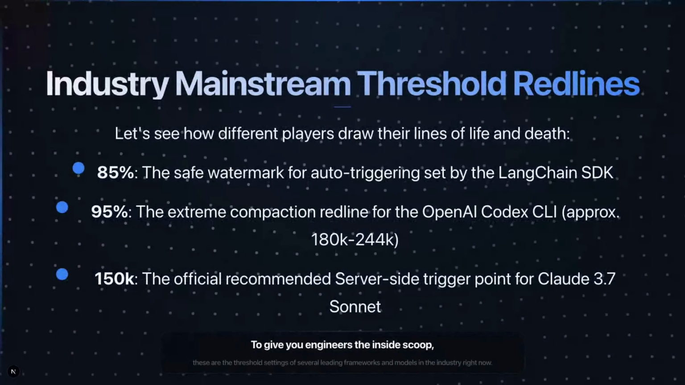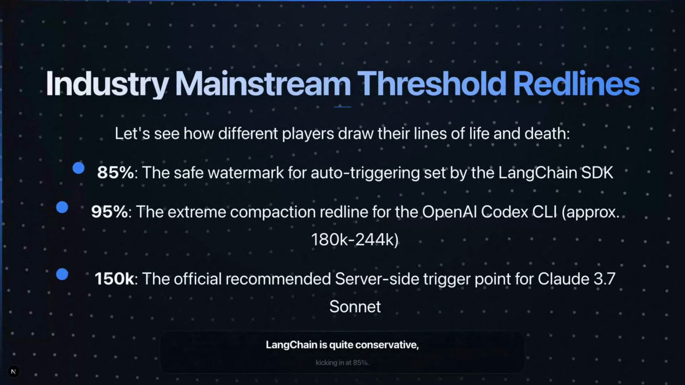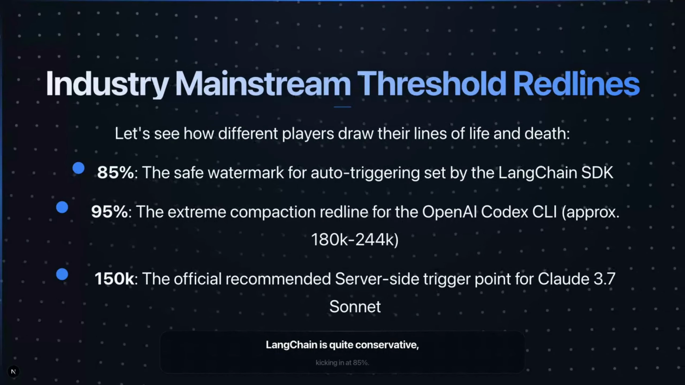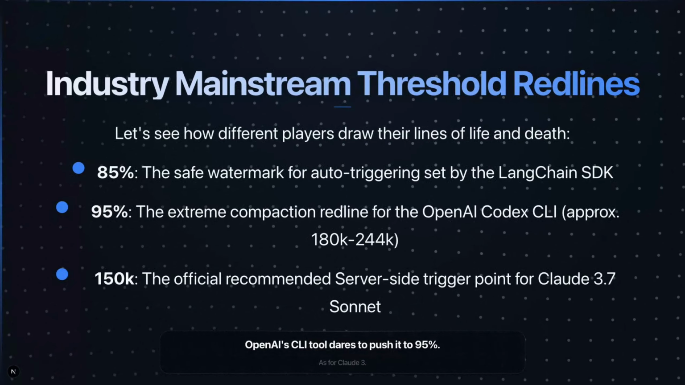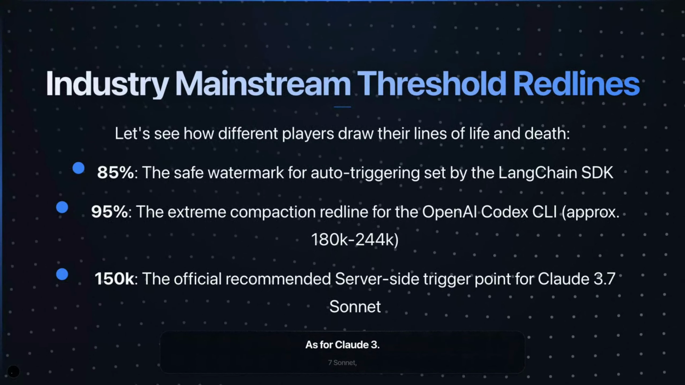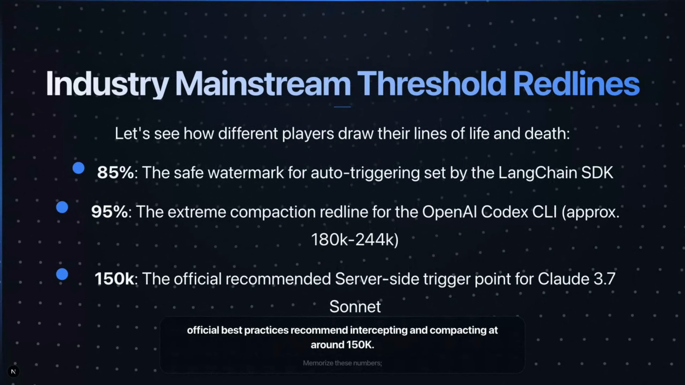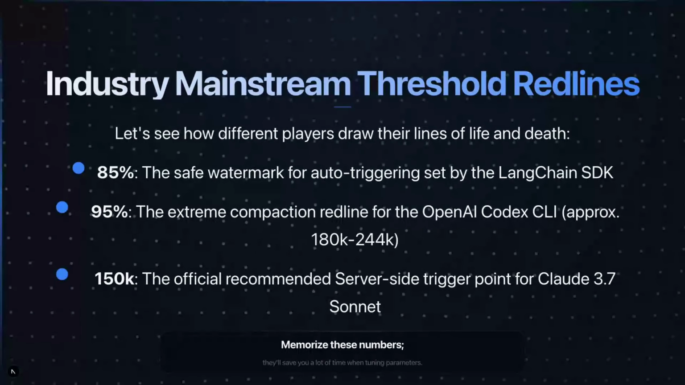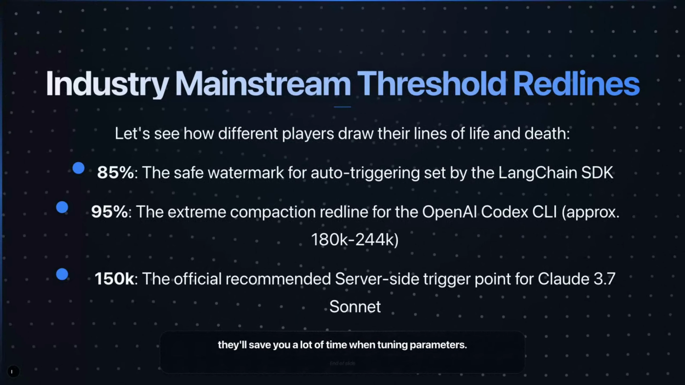To give you engineers the inside scoop, these are the threshold settings of several leading frameworks and models in the industry right now. LangChain is quite conservative, kicking in at 85%. OpenAI's CLI tool dares to push it to 95%. As for Claude 3.7 Sonnet, official best practices recommend intercepting and compacting at around 150K. Memorize these numbers. They'll save you a lot of time when tuning parameters.